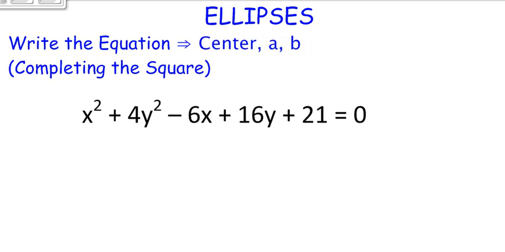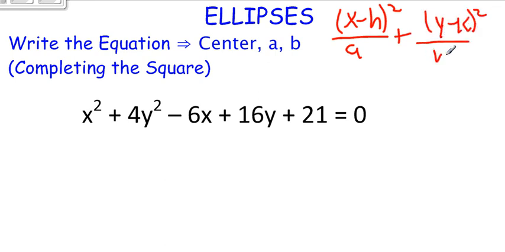Okay, so let's look at completing the square for the ellipse. Just to recall, the original equation is (x minus h) squared over a plus (y minus k) squared over b equals 1. These are always equal to 1. Now remember, there is a vertical and there is a horizontal ellipse. What I've just written up there is the horizontal ellipse because the x is with the a. If we switched the y minus k and the x minus h, then we would have the vertical ellipse.